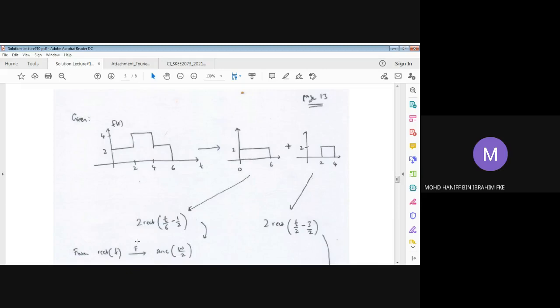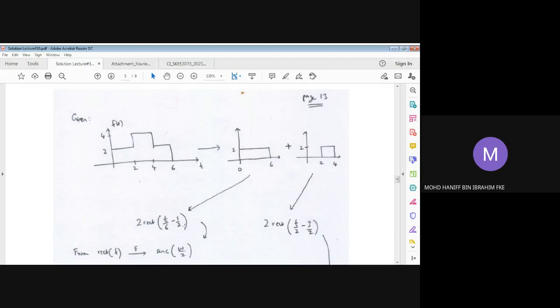Okay, so now let us try to find out what should be the Fourier transform for the first signal and the second signal, because we can apply the linearity properties to solve this problem. What we have to do is simply find the Fourier transform for signal number 1 and the Fourier transform for signal number 2, and finally we just add them together to find the Fourier transform for f(t).